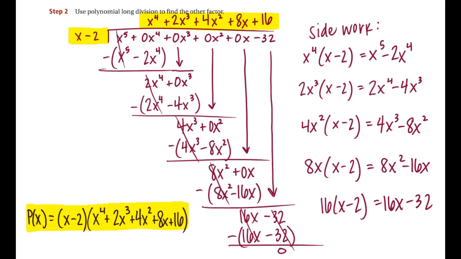When dividing the given polynomial by x minus 2, I get a quotient of x to the fourth plus 2x to the third plus 4x squared plus 8x plus 16. And you notice at the bottom that the remainder is 0. So that means we are done here. So the polynomial in factored form would be shown right here in the bottom left-hand corner.